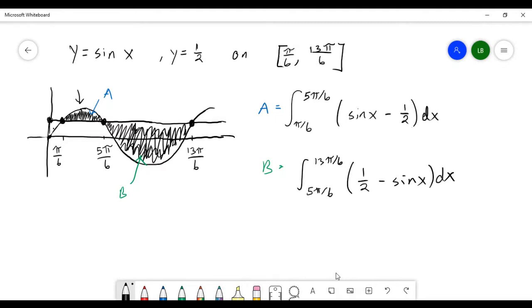And then our final answer would just be plus b. Let's see. Yeah, we'll go ahead and integrate it. So the integral from pi over 6 to 5 pi over 6 of sine of x minus 1/2 would get us sine x minus x over 2 from pi over 6 to 5 pi over 6. And then we would add b, so plus x over 2.